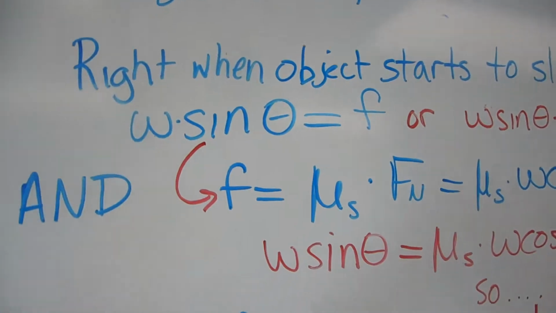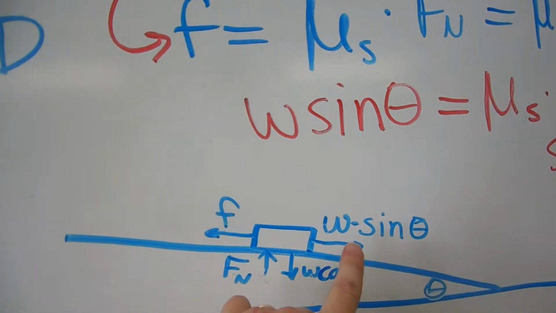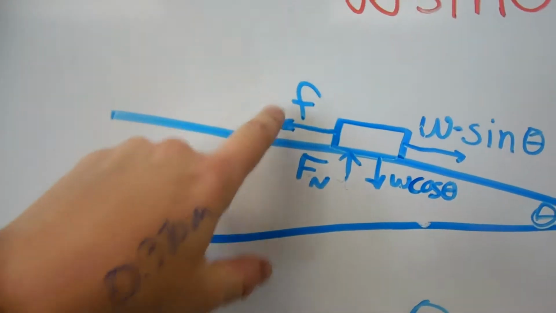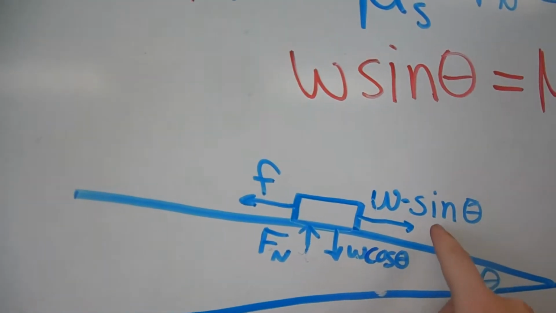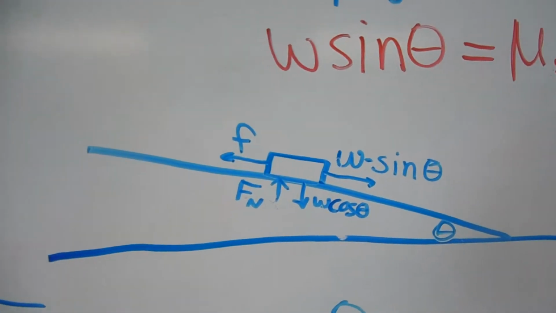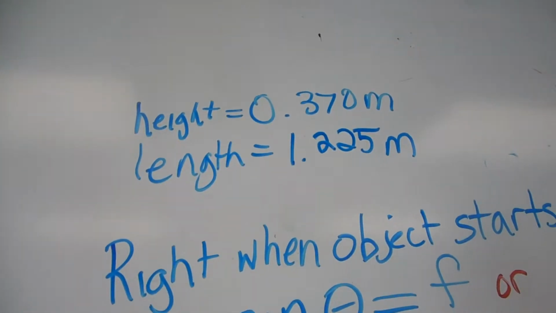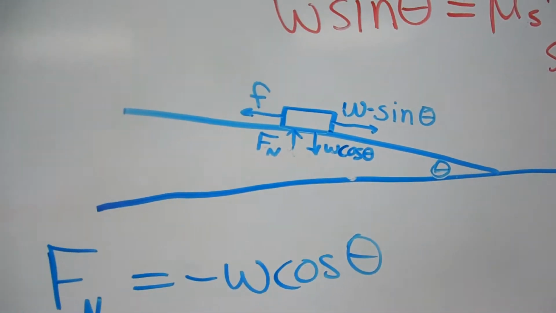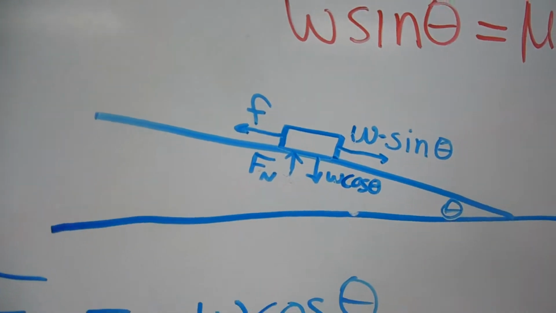So right when the object started to slide down the board, we know that W times the sine of theta is equal to friction, right? At that moment, at that height, these two things were equal. And then we got just a little higher, and then it started to slide because this became just a little bigger than friction. So when we measured the height at which it started to slide, which was 0.370 meters, hopefully right about there was the point where friction and weight times the sine of theta were equal to each other. And then just a little bigger here when it started to slide.